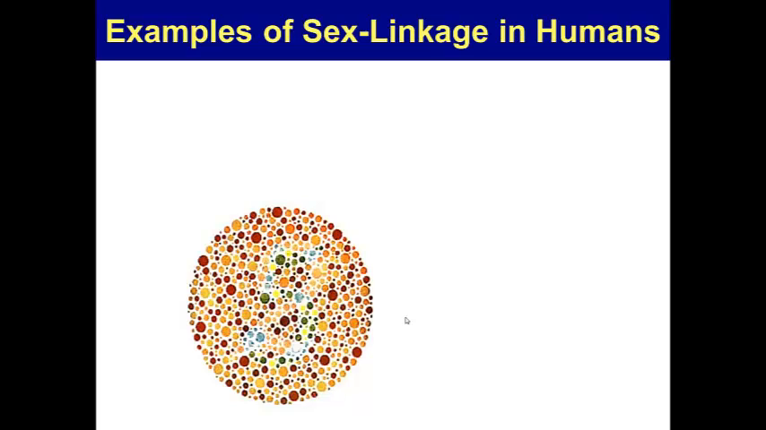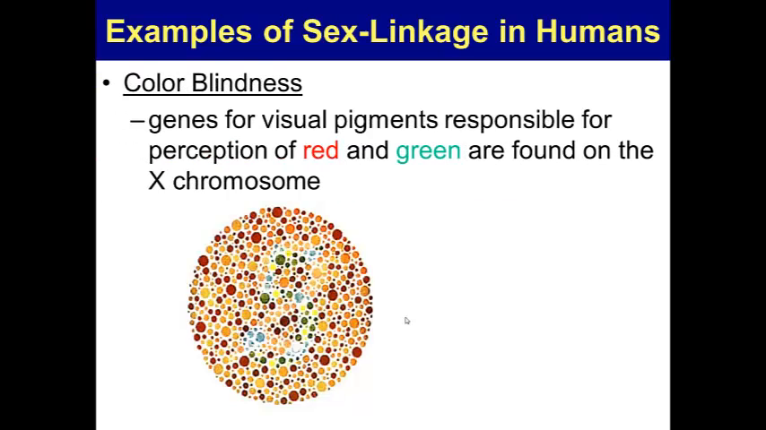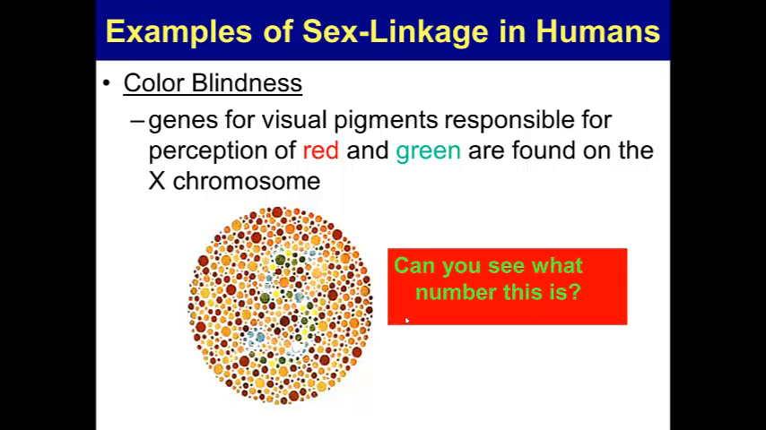What are some examples of sex linkage in humans? If you are not red-green colorblind, you will see that 5 in green in those dots. Color blindness is a sex-linked trait. The genes for visual pigments that are responsible for perception of red and green are found on the X chromosome. Can you see what this number is? If you were red-green colorblind, you couldn't.